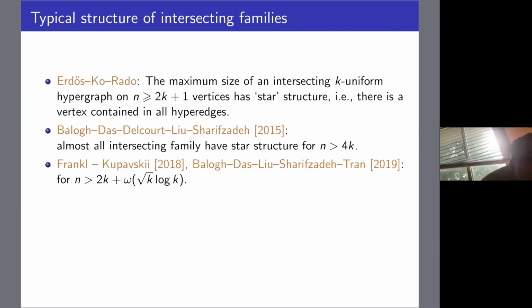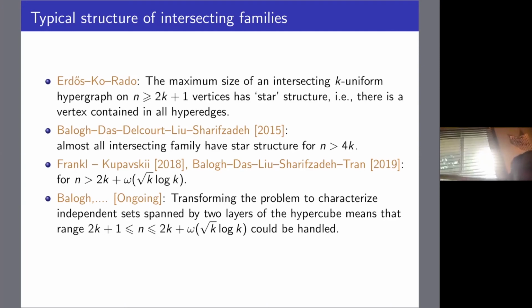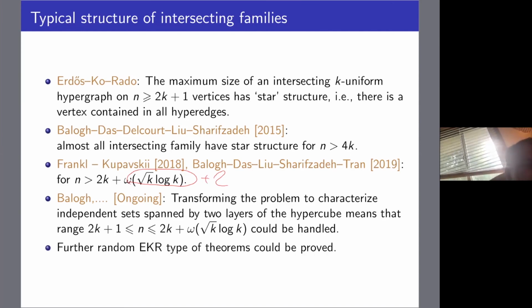And now we think, though we haven't done the work yet, that we have all the ingredients. Given this transformation of the Erdos-Rado problem to counting independent sets, we can get some conclusions about almost all intersecting families, and maybe we can put here +2 instead of the root k. But this work still needs to be checked. At least it gave me a good opportunity to cite the organizer. So that's all. Thank you.